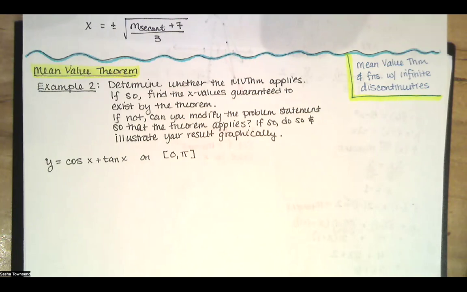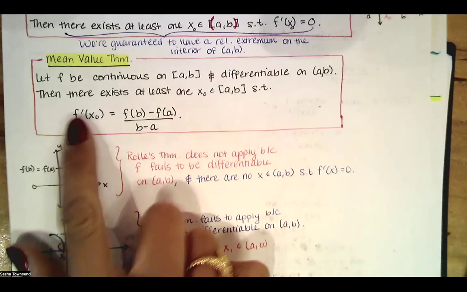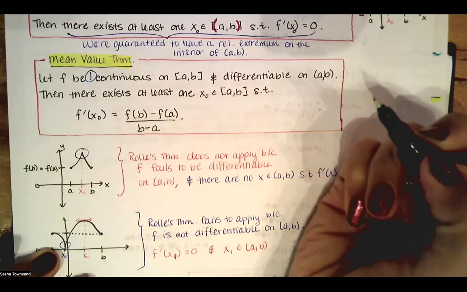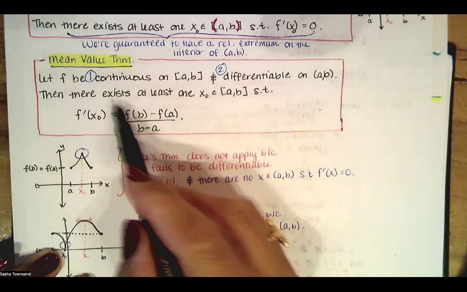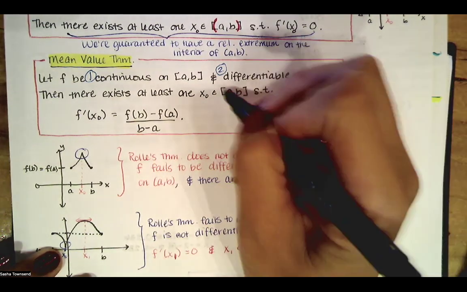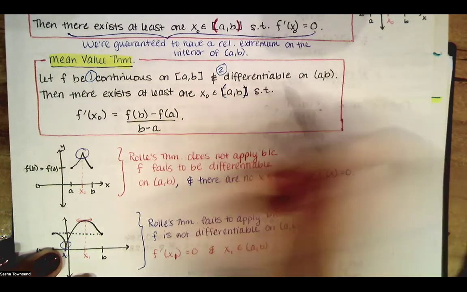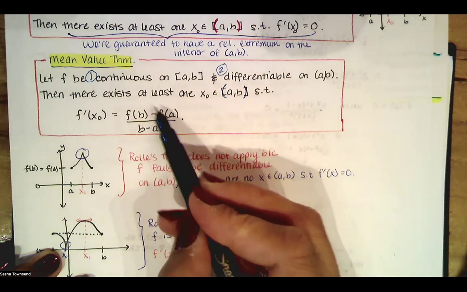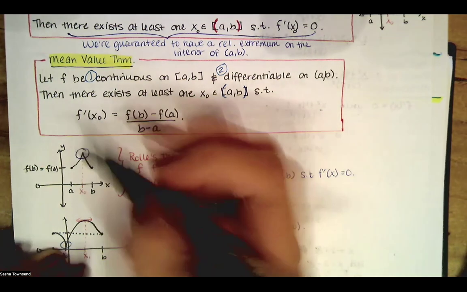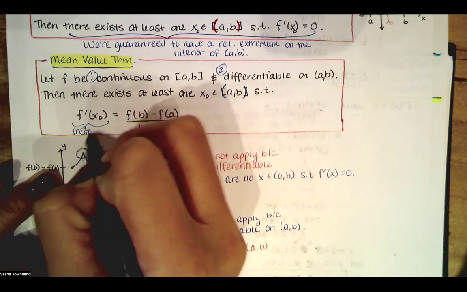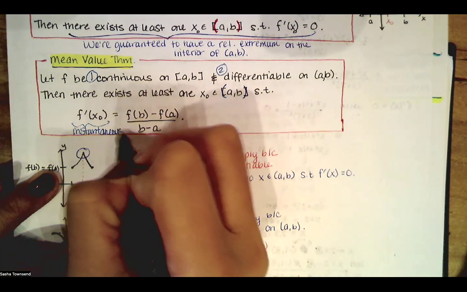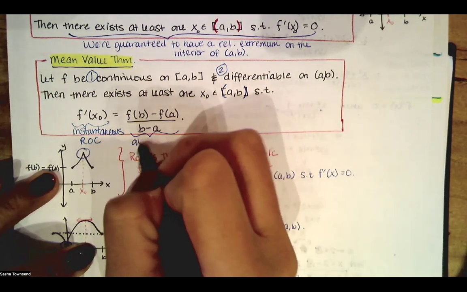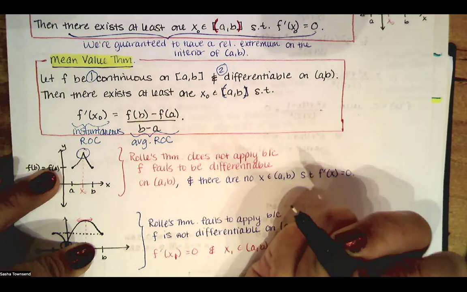Now remember what the mean value theorem says. It says that if f is continuous on the interval from a to b, so that's one of the things that we're looking for is continuity, and differentiable on the interval from a to b, then there exists at least one x value on the open interval from a to b, actually, such that the derivative at that x value is equal to this expression. And the derivative, remember, is the instantaneous rate of change of the function. And this expression actually represents the average rate of change of the function on the interval of interest.